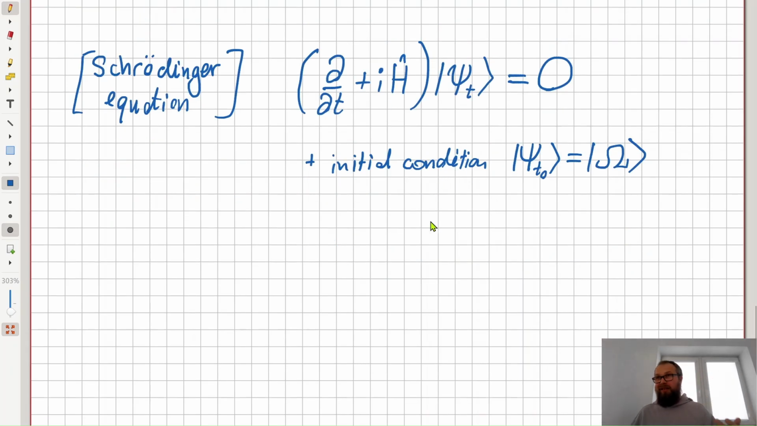So it's not just an equation. There's an initial condition, but there is more. This H here is a linear operator that is Hermitian. I will explain it soon. H dagger equals H, this is Hermiticity. This is called the Hamiltonian. The Hamiltonian.